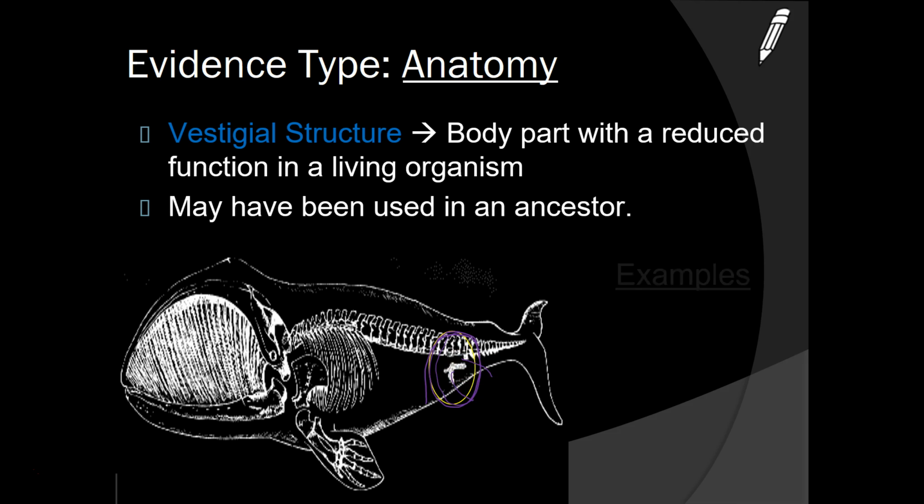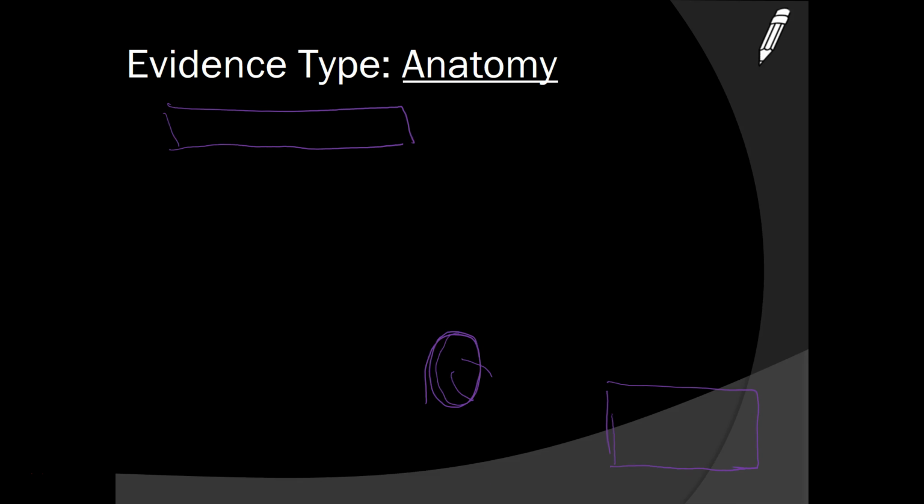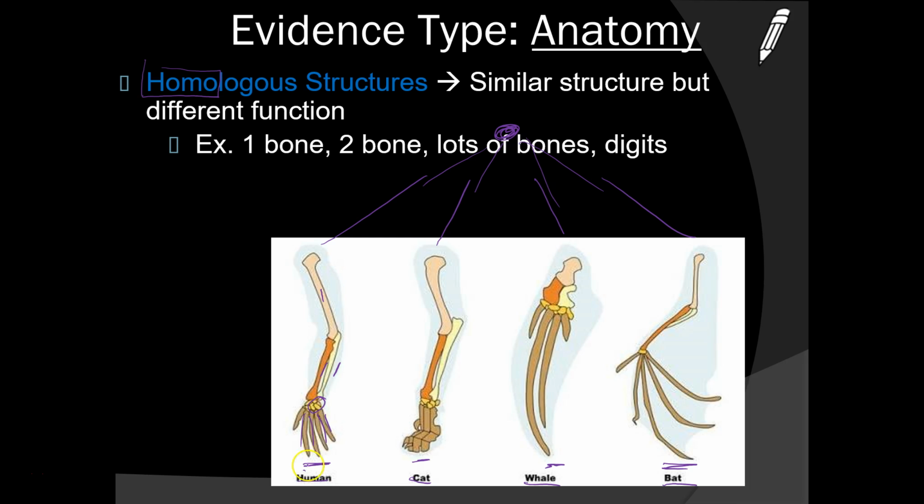Another example would be some birds, like ostriches. Ostriches actually have no need for wings because they can't fly. And the same is true with chickens. So what this suggests is maybe there was an ancestor of an ostrich that could fly, but over time they lost that ability. Okay? And this is called vestigial structures. Not to be confused with homologous structures, which are structures that are similar, okay, in different species.